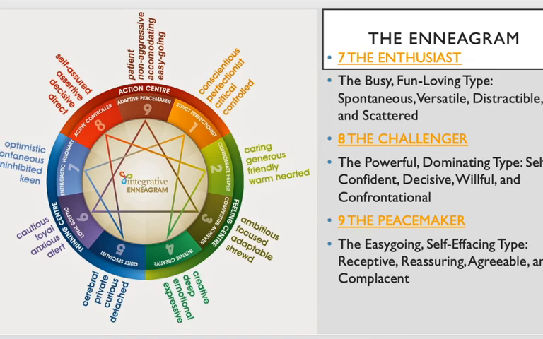Okay. Number 7 is the enthusiast. The busy, fun-loving type. They're spontaneous, they're versatile, but they're also distractible and scattered. Do you know someone like this? This can be a visionary, someone who is optimistic, spontaneous, uninhibited, and keen.